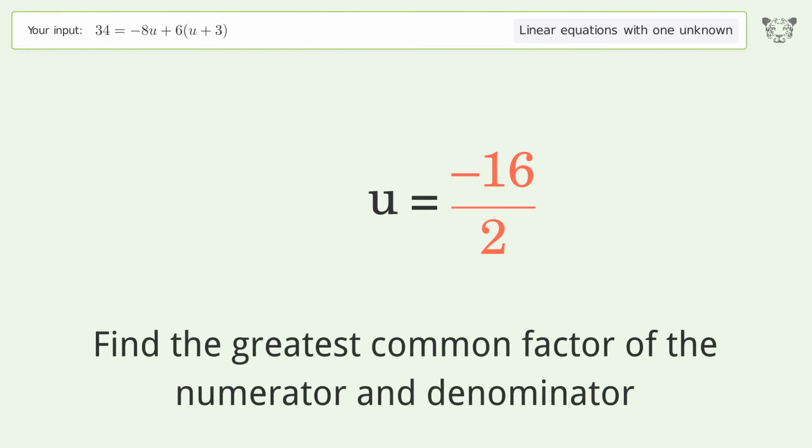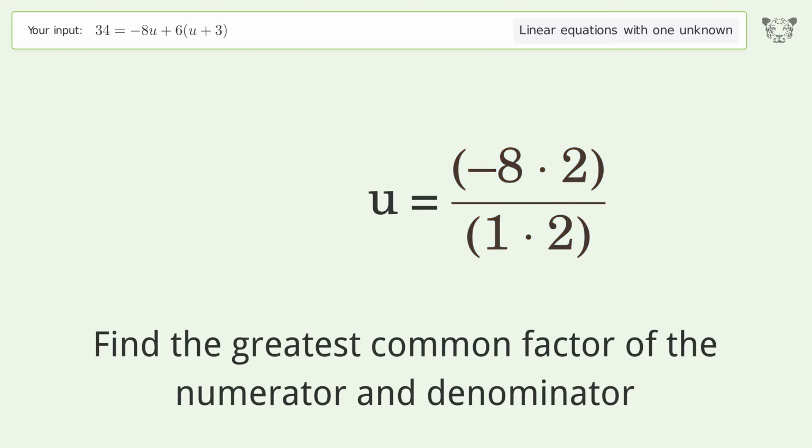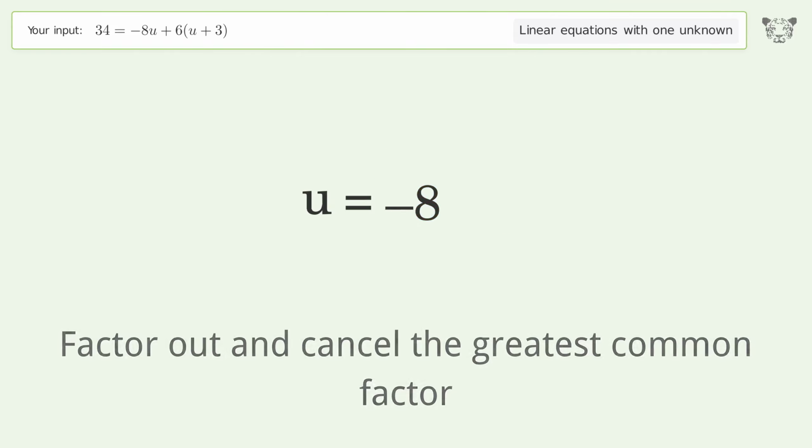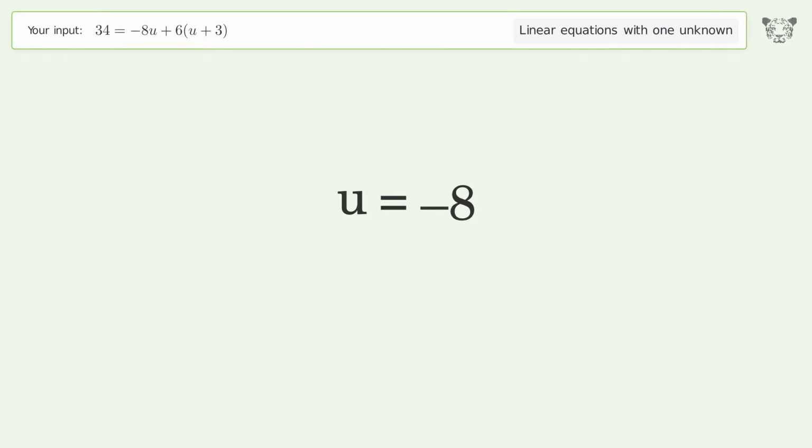Find the greatest common factor of the numerator and denominator. Factor out and cancel the greatest common factor. And so the final result is u equals -8.